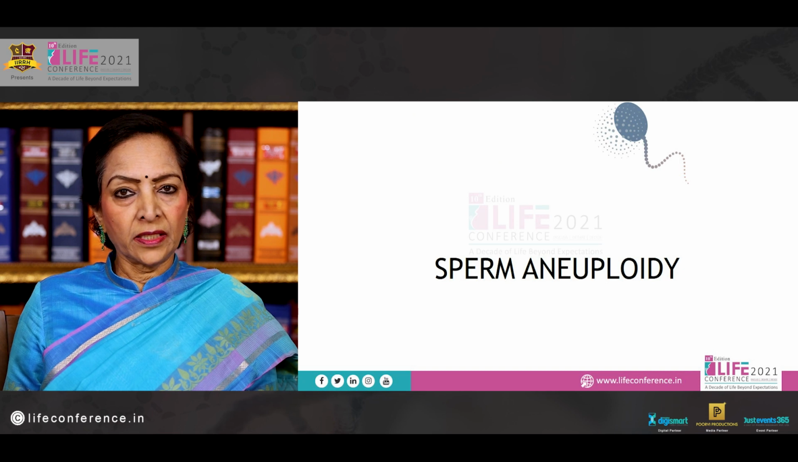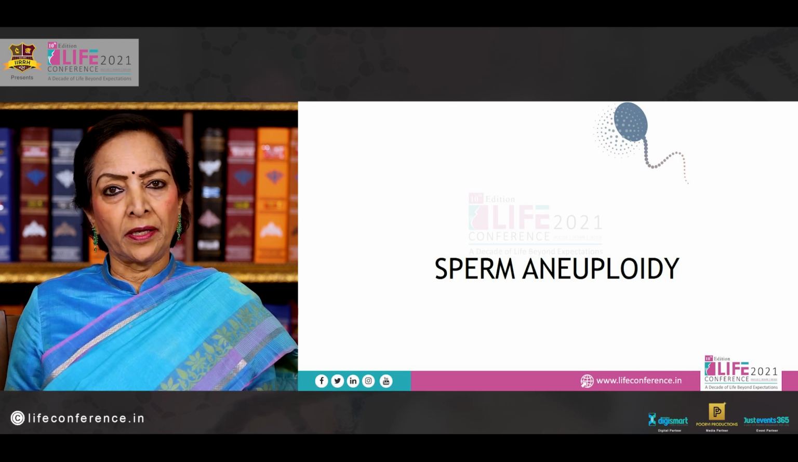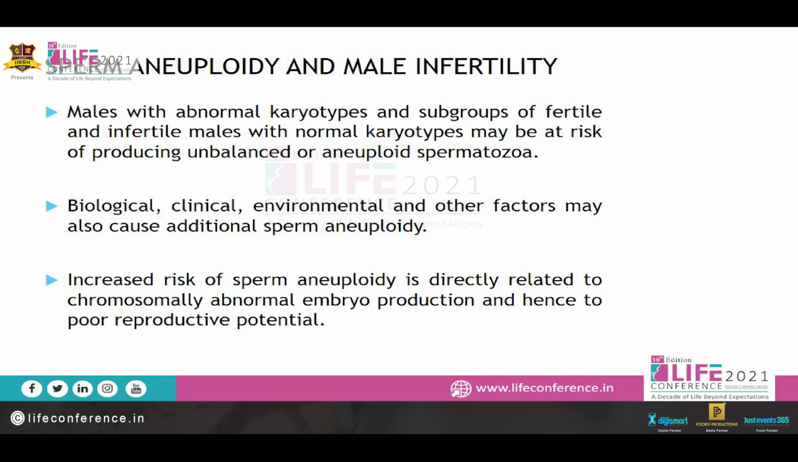The next slide that we are going to look at is sperm aneuploidy. Males with abnormal karyotypes and subgroups of fertile and infertile males with normal karyotypes may be at risk of producing unbalanced or aneuploid spermatozoa. Biological, clinical, environmental and other factors may also cause additional sperm aneuploidy. Increased risk of sperm aneuploidy is directly related to chromosomally abnormal embryo production and hence to poor reproductive potential.